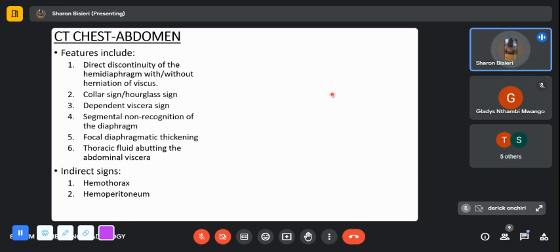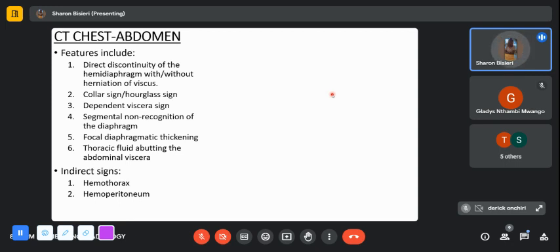So some of the features that we'll be able to appreciate on a CT chest in a patient who has diaphragmatic rupture include a direct discontinuity of the hemidiaphragm with or without herniation of viscera. So that is in subtle tears. You may also be able to pick the same collar sign or hourglass sign that we've seen on the radiographs.